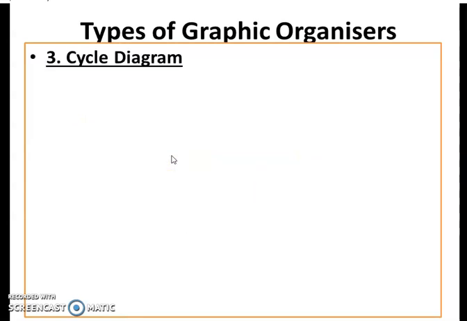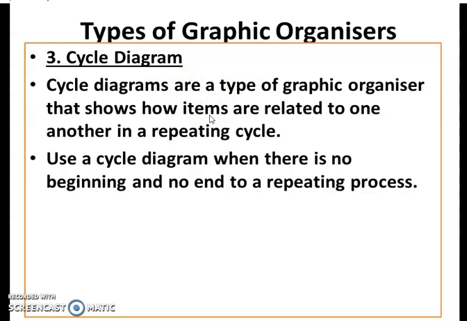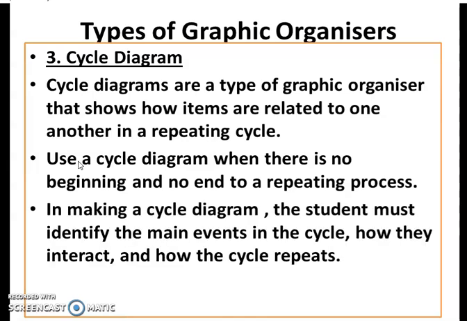Then the next type of graphic organizer is a cycle diagram. A cycle diagram is a type of graphic organizer that shows how items are related to one another in a repeating cycle. Use a cycle diagram when there is no beginning or no end to a repeating process. So we should know which type of graphic organizer to be used when. And in making a cycle diagram, the student must identify the main events in the cycle and how they interact and how the cycle repeats.